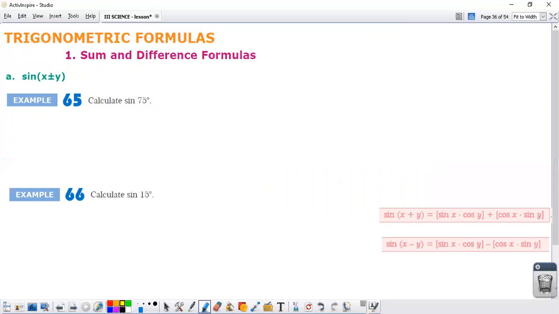Another part is trigonometric formulas. First, we're going to start with the sum and difference formulas. Here we have sine of (x plus y) and sine of (x minus y). We learned how to find the values of 0, 30, 45, 60, and 90 degrees for sine and cosine. And to find sine 75, we are going to split 75 into 45 and 30 degrees.